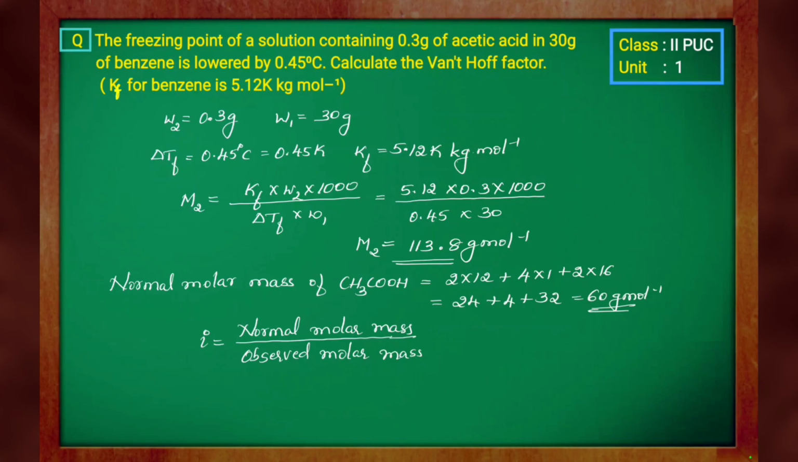Substituting into this formula, we have normal molar mass, which is 60 grams per mole. But experimentally we observed that the molar mass of acetic acid is 113.8 grams per mole. So the units get cancelled. 60 divided by 113.8 is equal to 0.53. And therefore the Van 't Hoff factor is 0.53.